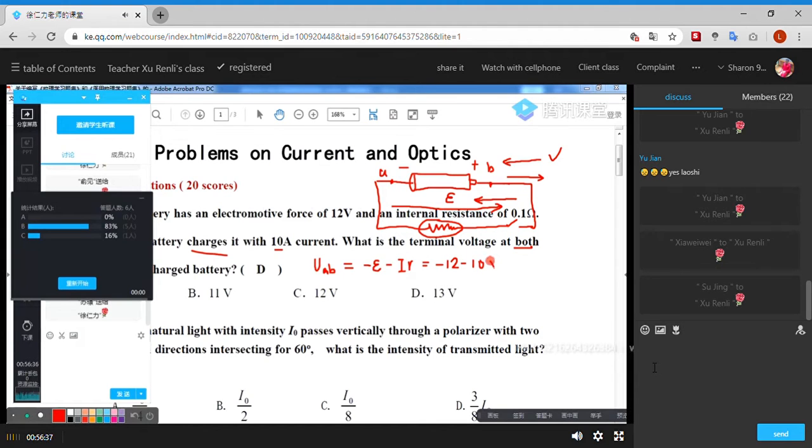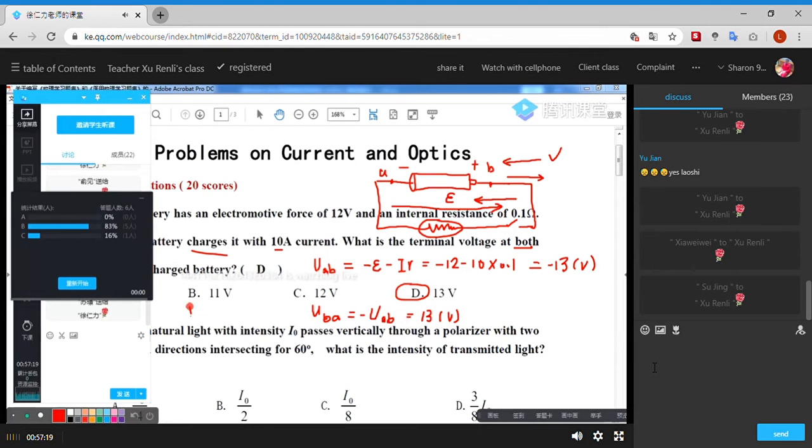amperes times the internal resistance 0.1. So the answer is minus 13 volts. UAB is minus 13 volts. Then UBA is minus UAB, so it should be 13 volts. So the answer is D.